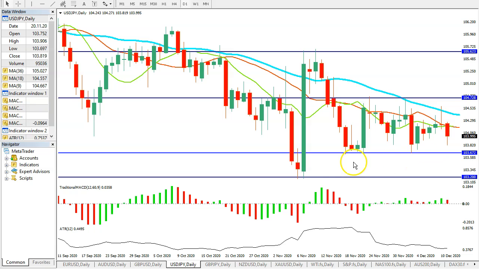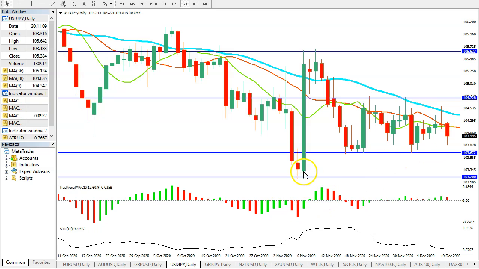But we also have a MACD divergence from here with an end of trend indication. So all this together resulted in a sideways movement of the price, and we need to monitor to see where this is going to break.